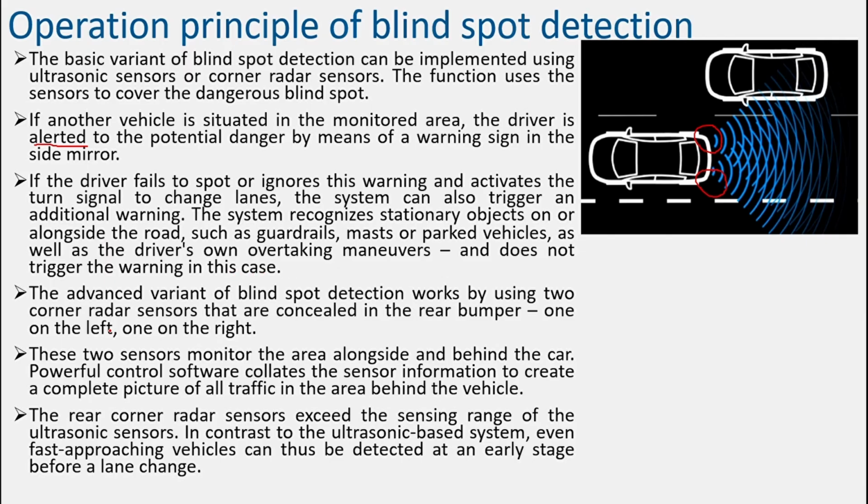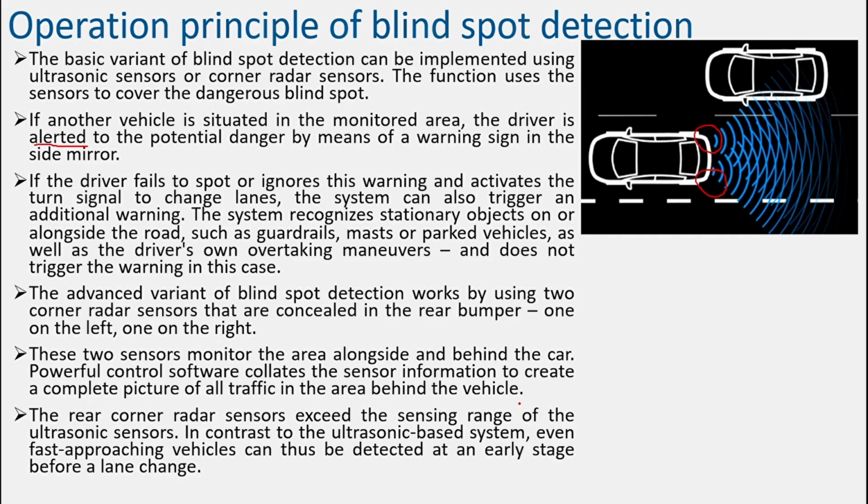And there is an advanced variant of blind spot detection that works by using two corner radar sensors concealed in the rear bumper, one on the left and one on the right. As you can see here, there are two sensors, one on the right and one on the left. These two sensors monitor the area alongside and behind the car, and powerful control software collates the sensor information to create a complete picture of all the traffic in the area behind the vehicle.